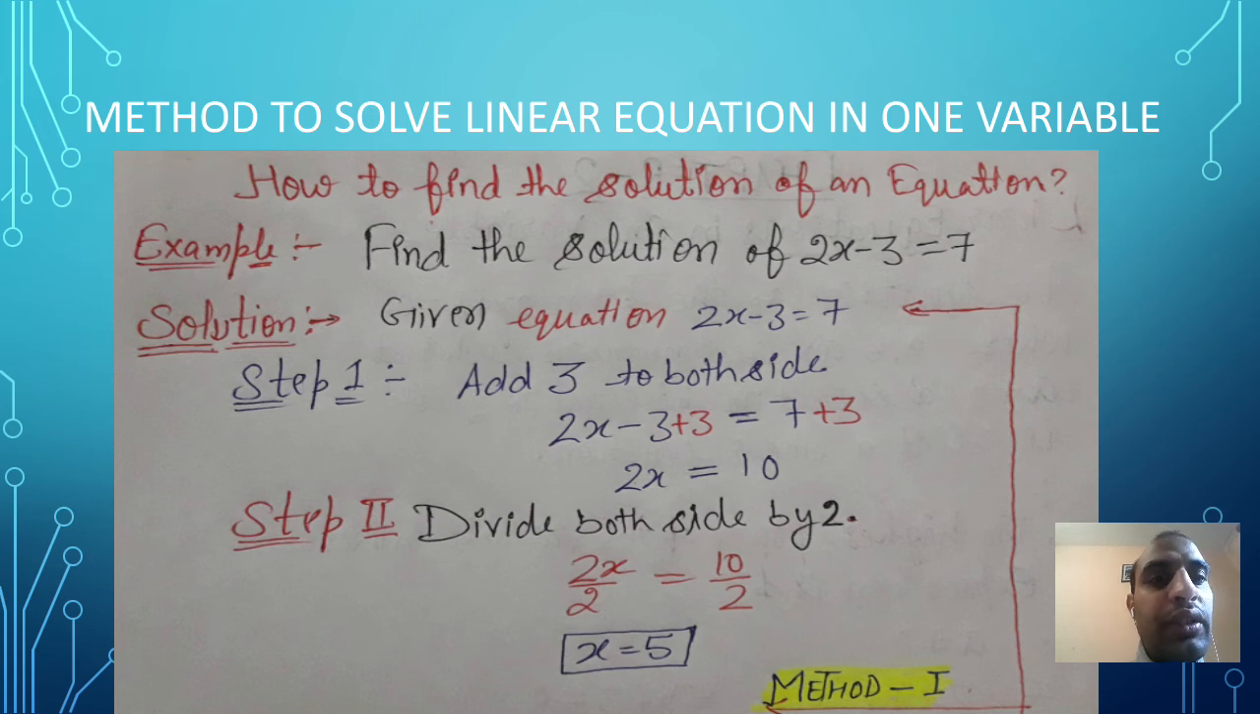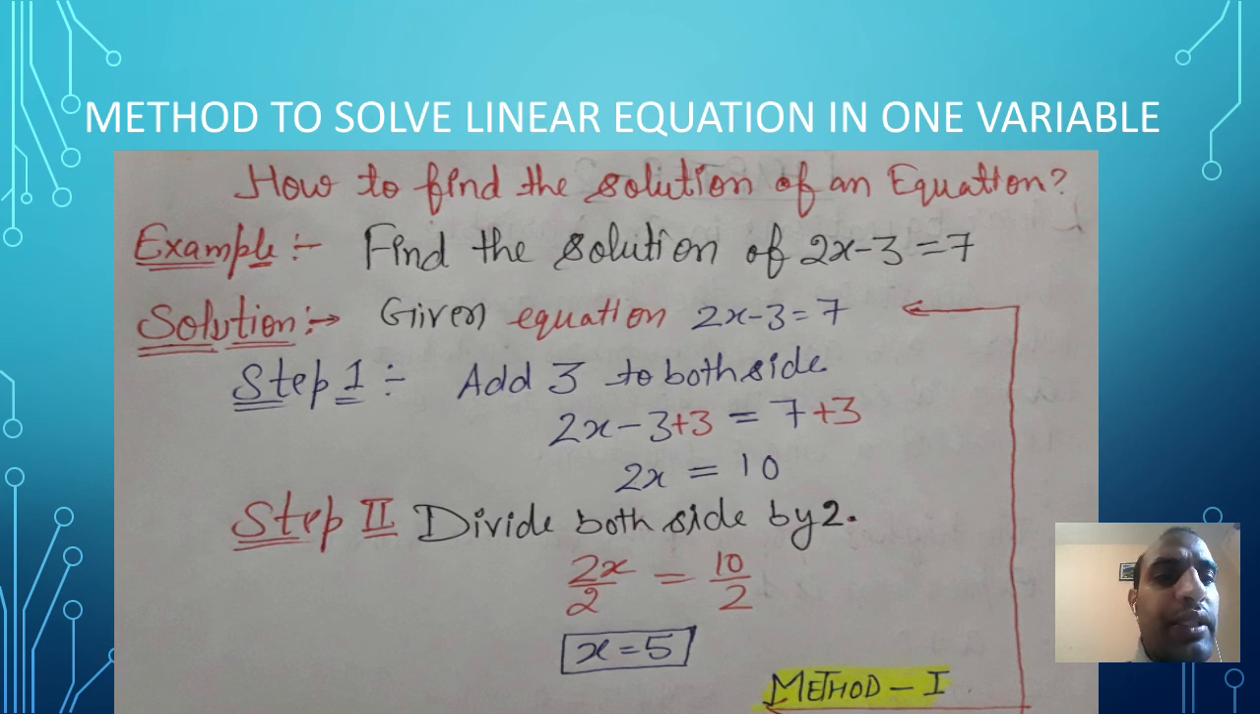So for the method to solve a linear equation in one variable, we have two methods here. First I am taking this one. Let's take an example to understand these methods. First is find the solution of 2x minus 3 equals 7. So let's take the first method.